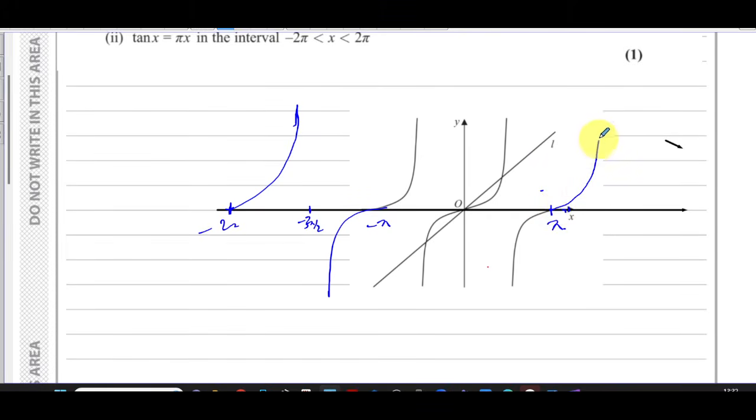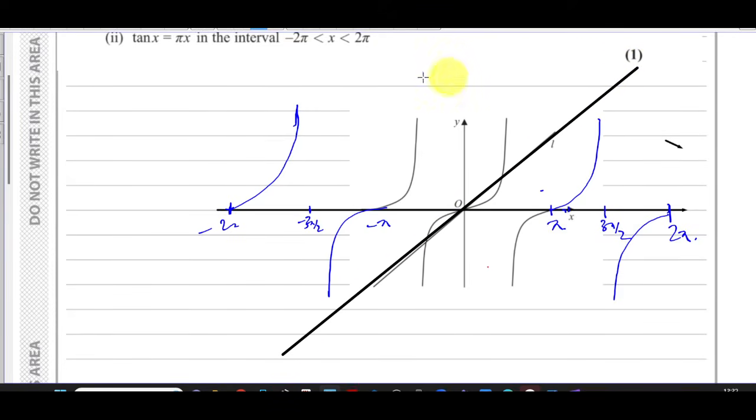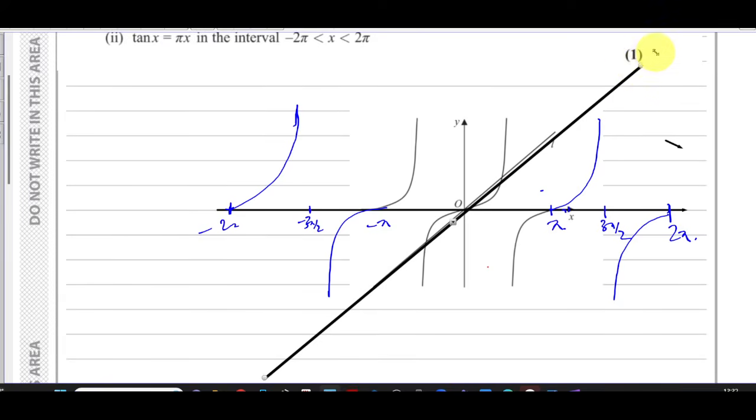This goes like that. You have another asymptote here, which is 3 pi over 2, and then you have the last section, which looks like this, between that and 2 pi. Okay, so we've got to think about how many times this line here is going to intersect those curves within the range between minus 2 pi and 2 pi. So if we were to continue on this line, we can see that they're going to intersect again, there and there.